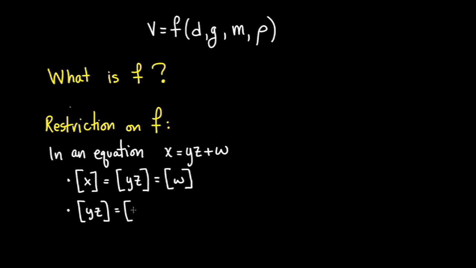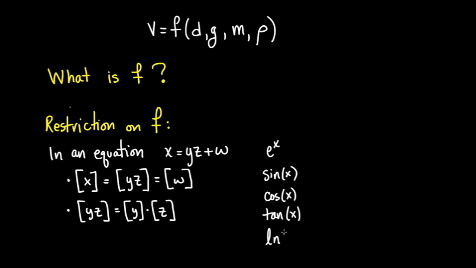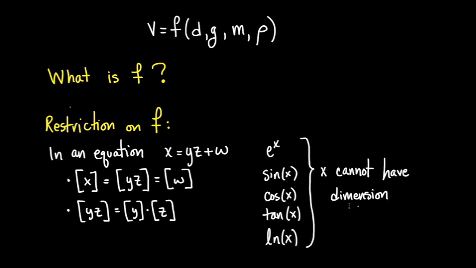Multiplying 2 terms multiplies the dimensions. This restricts the possible form that a function describing the terminal velocity in terms of our 4 other variables can take, because the function must combine the variables in some way that has the same dimension as velocity. And many functions, exponential, logarithmic, trigonometric, cannot have input variables that have dimension. What would e to the 1 kilogram mean? What units could it possibly have?